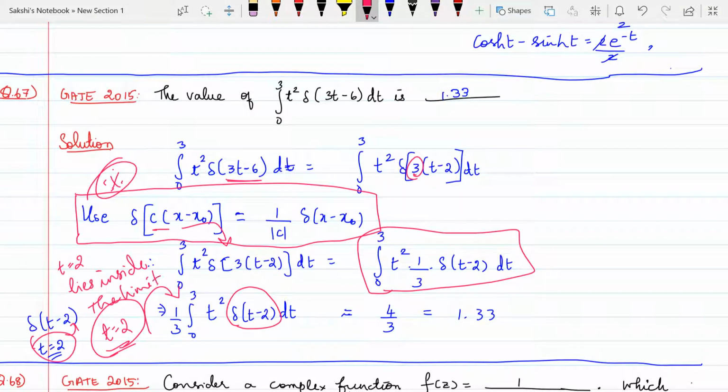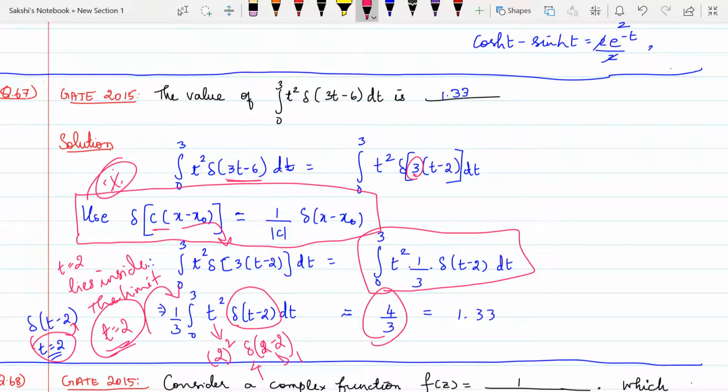So if your t is equal to 2 value lies inside your limit, then you just have to directly substitute t is equal to 2 everywhere. Now when you substitute over here, you get 2 square, and delta of t minus 2 will be 2 minus 2. This will give you 1 and this will give you 4. Hence my answer will be 4 by 3.